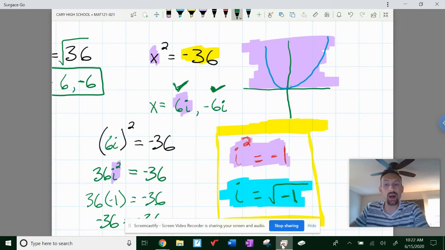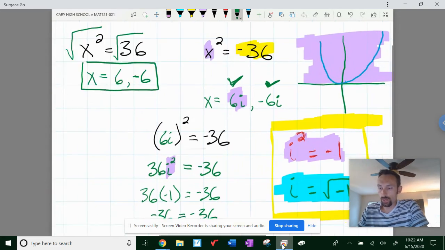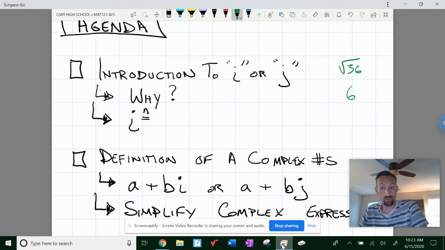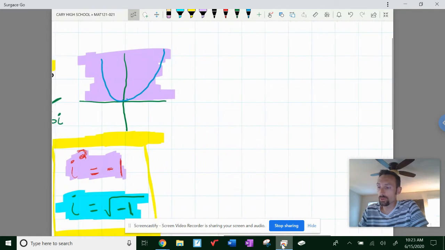Again, I didn't show you how to get that from solving. We'll cover that later. But you can see when I plugged in 6i, it actually resulted in negative 36. And that's what solving an equation is. So we now know that i squared is negative 1, and we know that i is the square root of negative 1. Well, what happens if I take i to higher powers? Okay, and so let's talk just a little bit about that.